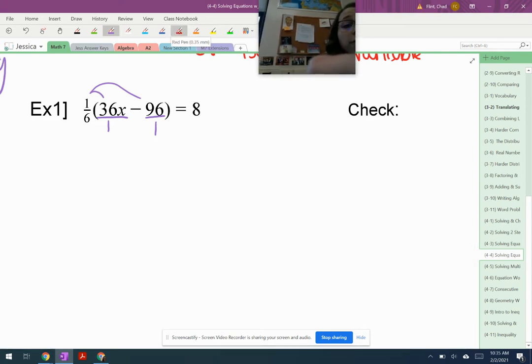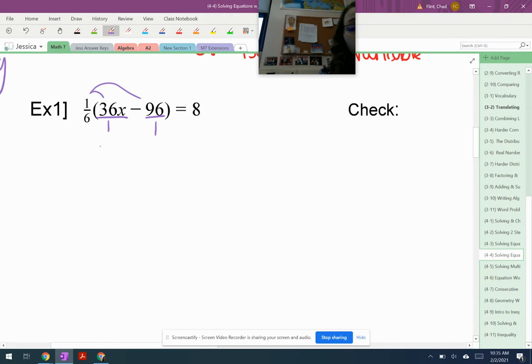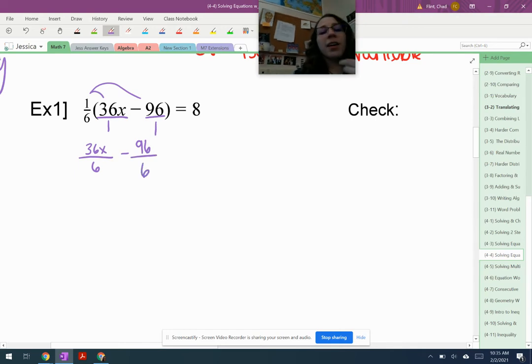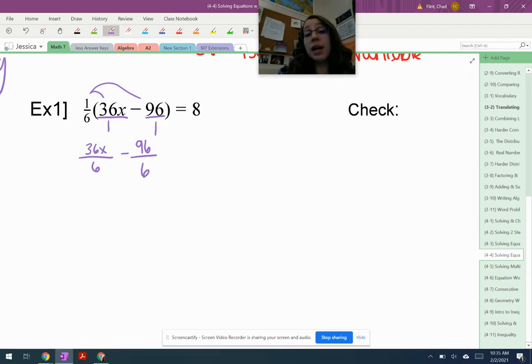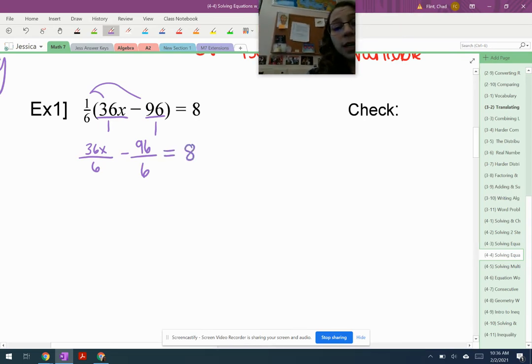So when I'm multiplying fractions, I just multiply straight across. 1 times 36x is 36x, and 6 times 1 is 6. 96 times the 1, 6 times the 1. And again, when we're multiplying by a fraction that has a 1 on top and then a denominator of whatever, we really just end up dividing each of those pieces by the denominator, which is 6 this time, equals 8. So we're mathing.